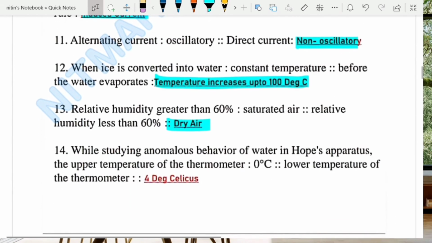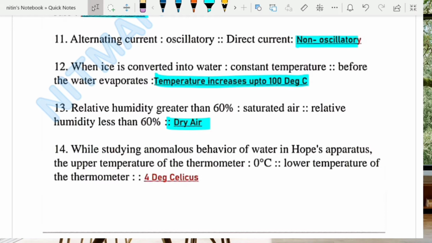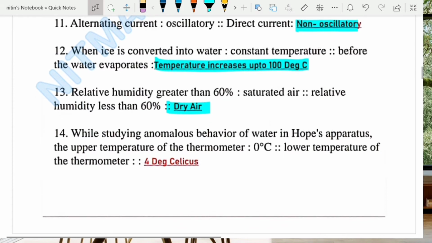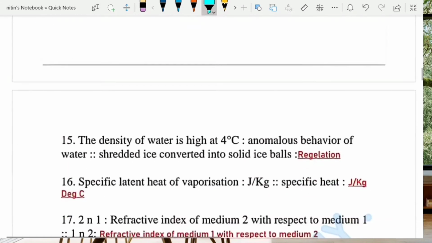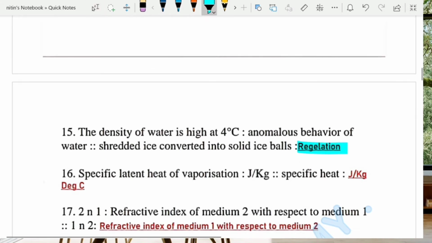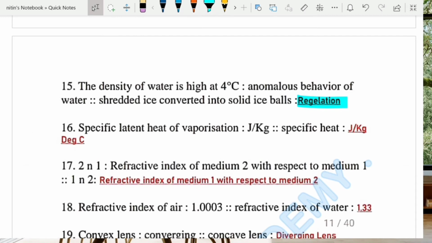When studying the anomalous behavior of water in Hope's apparatus, the upper temperature is 0 degrees Celsius and the lower temperature is 4 degrees Celsius. Next, the density of water is highest at 4 degrees Celsius. Anomalous behavior of water and the ice ball is regelation. Specific latent heat of evaporation is in joule per kg, and specific heat is in joule per kg degree Celsius.